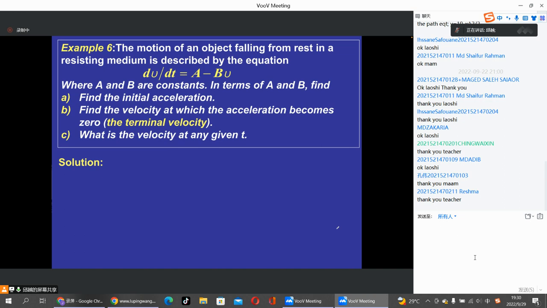Example 6. The motion of an object falling from rest in a resisting medium is described by the equation dv/dt equals a minus bv, where a and b are constants. In terms of a and b, find A, the initial acceleration. B, find the velocity at which the acceleration becomes zero, or we also call it the terminal velocity. C, what is the velocity at any given t?